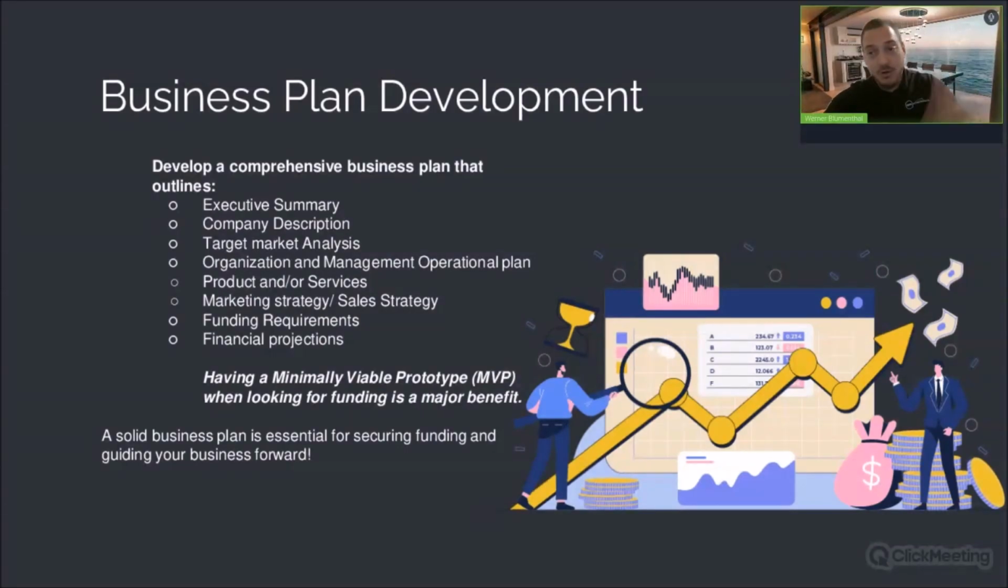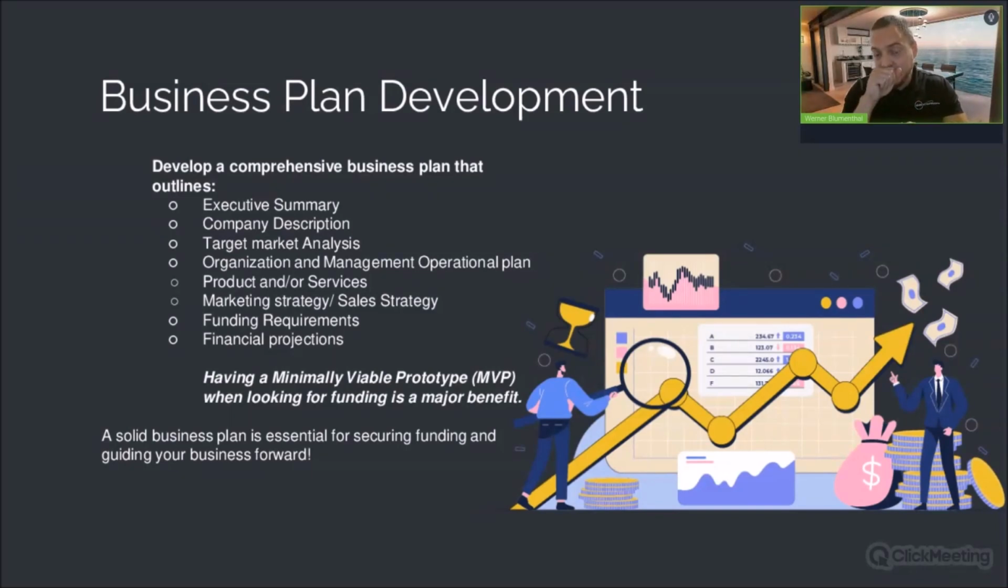Business plan. So now that you've gone through all of this, you have what you need to develop a business plan, right? So basic ingredients for a business plan are executive summary, company description, target market analysis, organization and management or operational plan, products and services that you'll be offering, marketing strategy, sales strategy, funding requirements, financial projections. So these are all things that we've already covered in the course. And as you've gone through this process, you've created, let's just call it, a database of all this information based off of what you've been working on diligently over the past months, years to get to this point.